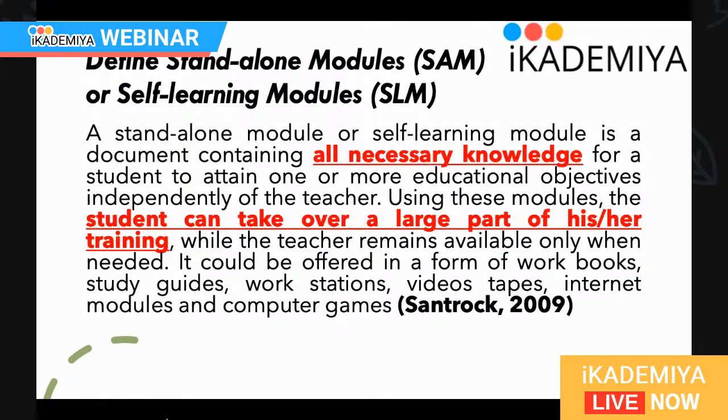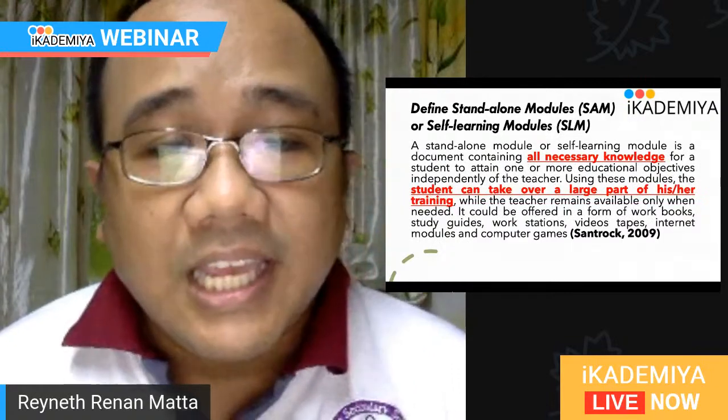Now let's begin. When we talk about self-learning modules or standalone modules, these are documents wherein all necessary knowledge or information can be attained through this module solely, or independently, without being given by the teacher. The module is the one that will provide students the necessary information for them to learn. This promotes what we call independent learning for students. Using this module, students can take over a large part of the training, wherein the teacher will remain available only if needed.